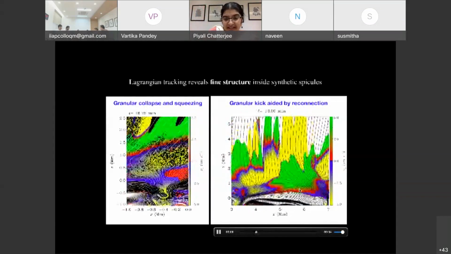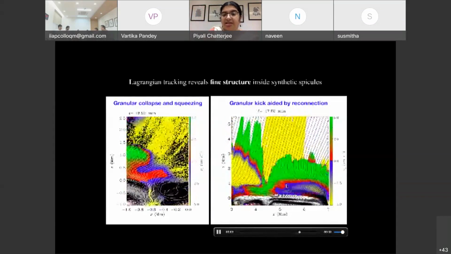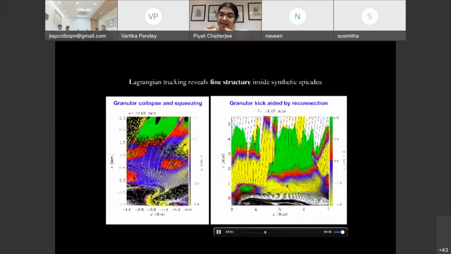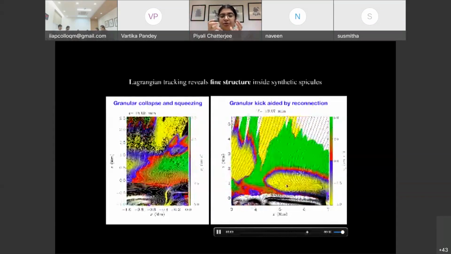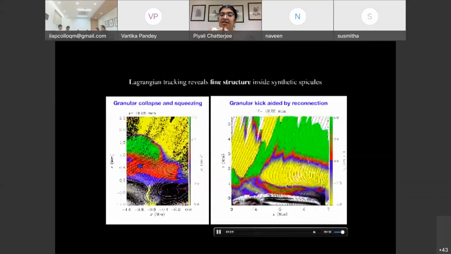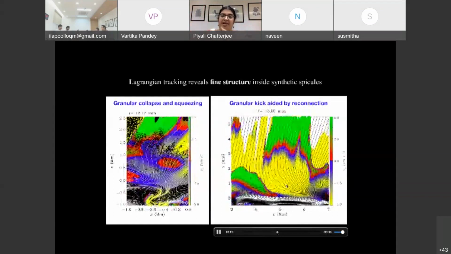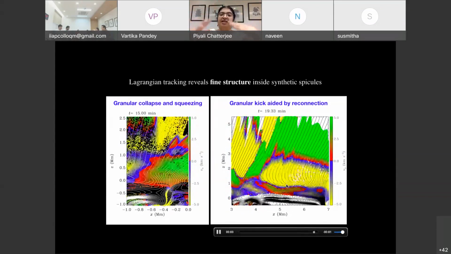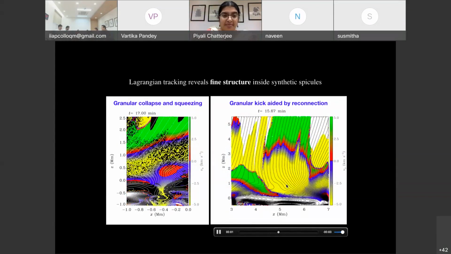And you will also find that above the granules, we also see magnetic reconnection happening at a height of between 1 to 2 megameters. You see this reconnection happening that aids the plasma to escape from the field lines and go up and rise up.